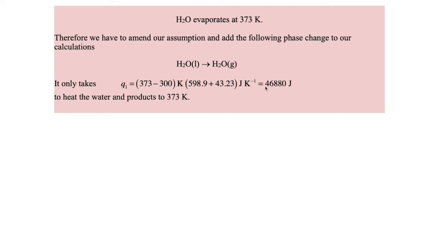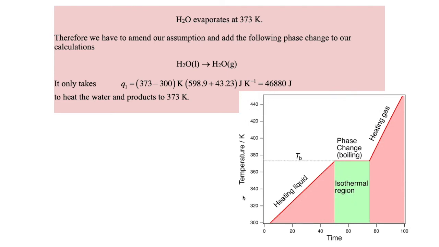It only takes just under 47,000 joules to get the system to 373 Kelvin, right? As we add heat to the system, as long as no phase transition occurs, the temperature is going to go up. But as soon as we hit the boiling point of water, then the added heat that we put into the system is going to go into evaporating water. And during a phase change, the system stays isothermal. The temperature stays the same while water is available to boil.